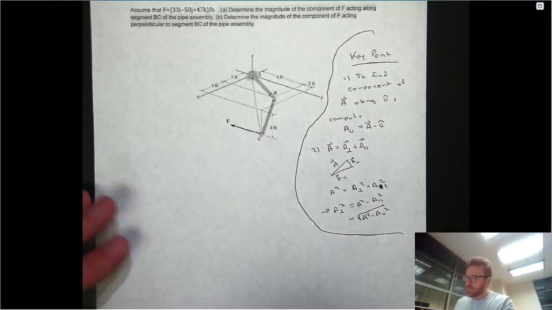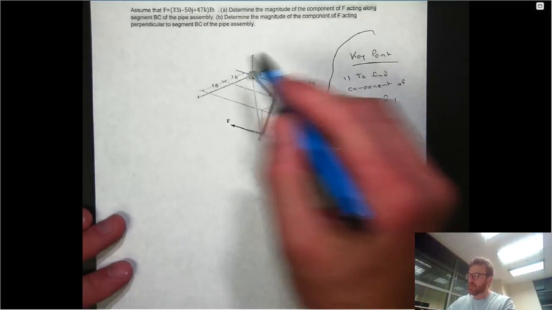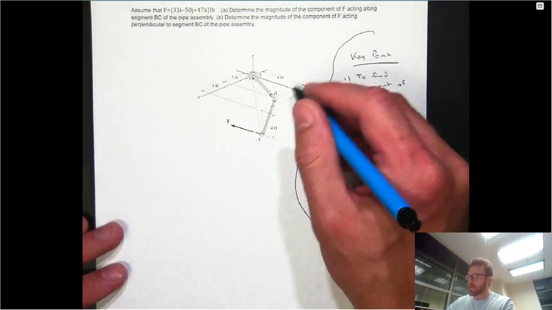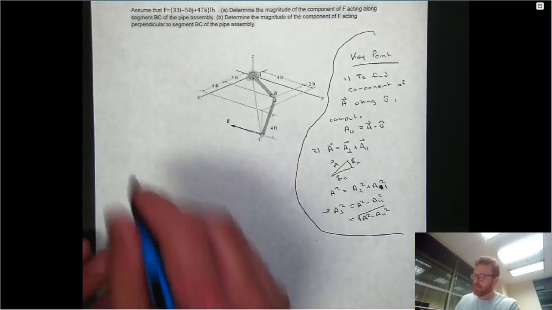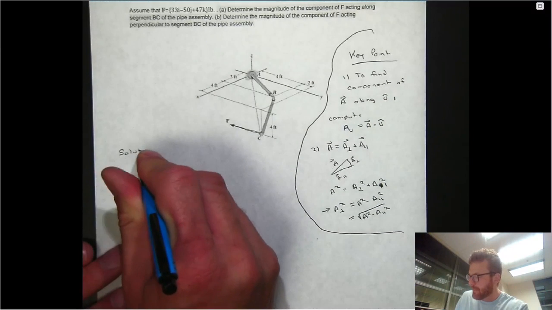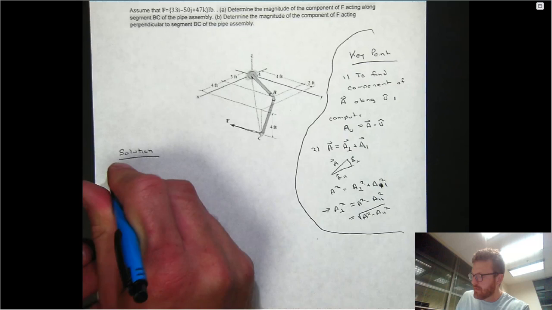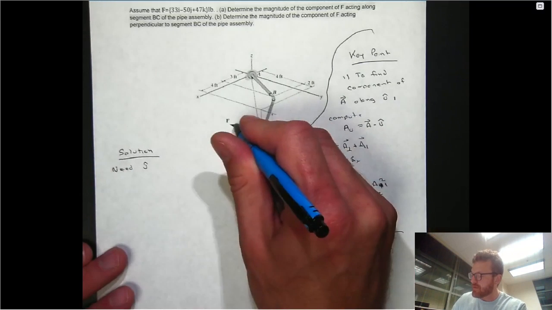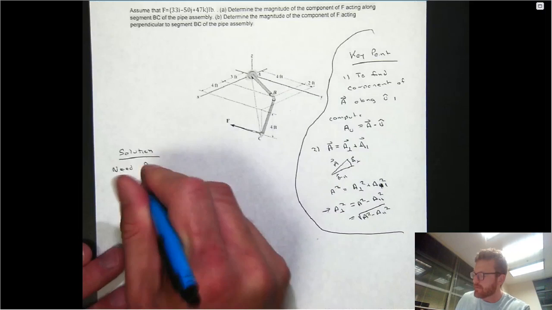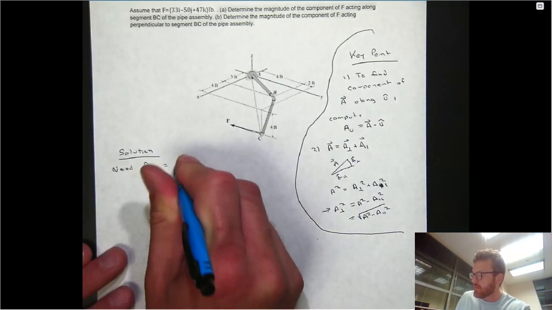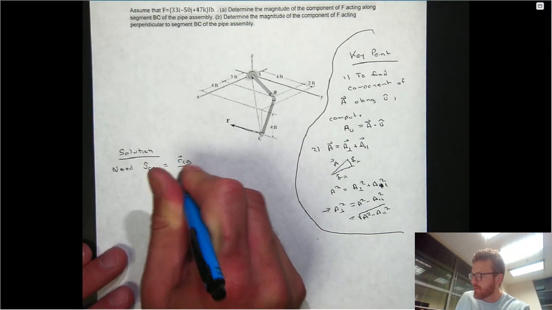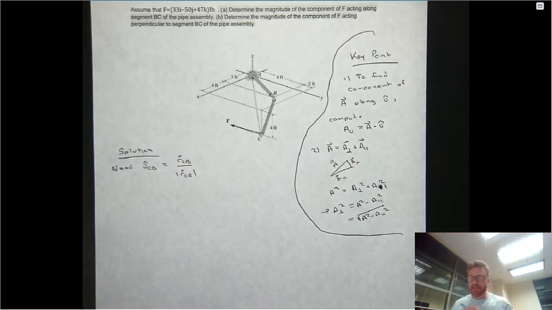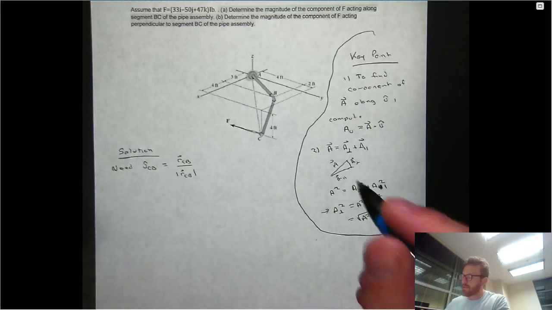So in terms of how we will solve this, if you notice we're given the force, we want to find the component along an axis defined by segment BC. So what we need is a unit vector. If we're going to project this onto this axis, we need U_CB, and that's going to be equal to R_CB divided by the magnitude of R_CB. So it all begins again by just finding a position vector going from C to B.